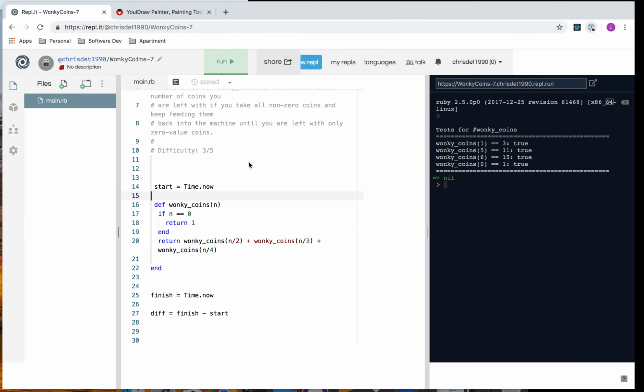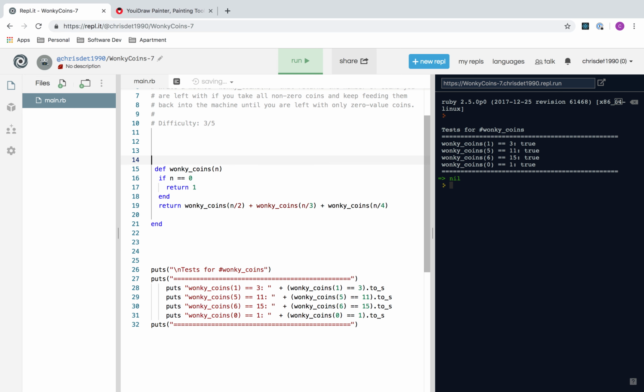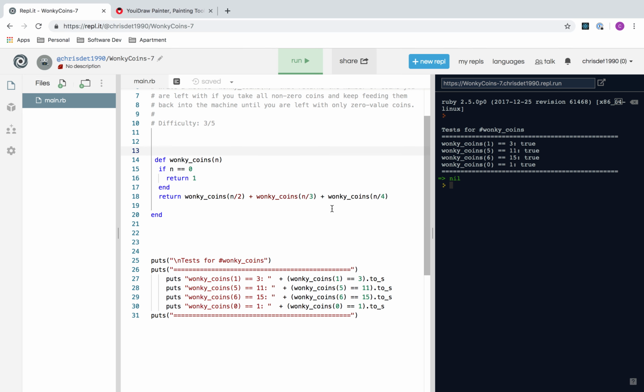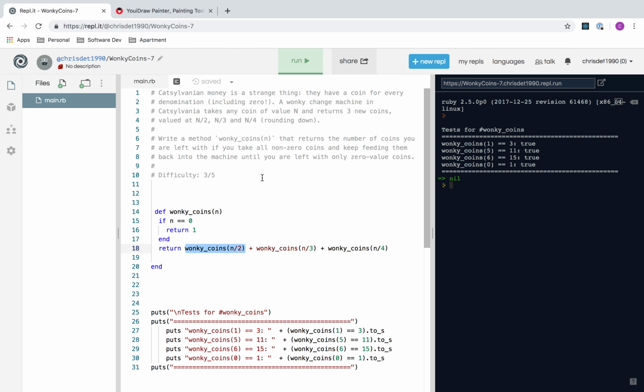This time we're doing one of our wonky coins, and what I said to do this time was go over how to make this algorithm that we wrote more efficient. If you remember, essentially what we're doing is sending any number that is not equal to 0 back into the wonky coin machines, and until that number equals 0, we're going to add all the zeros up at the end.